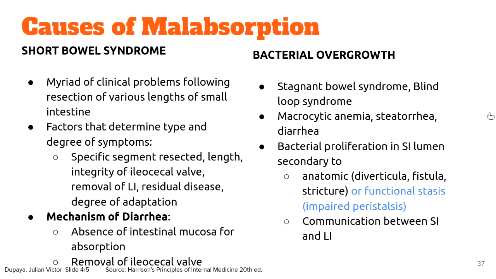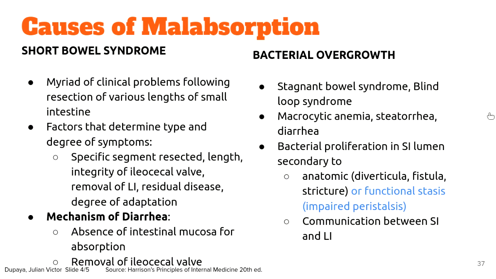So the next cause of malabsorption is bacterial overgrowth, which is also called stagnant bowel syndrome or blind loop syndrome. It may manifest as macrocytic anemia, steatorrhea, and diarrhea. Bacterial proliferation here in the small intestinal lumen may be secondary to anatomic structures, such as seen in diverticula, fistula, and stricture, or functional stasis.